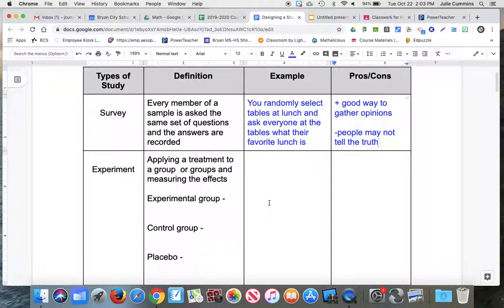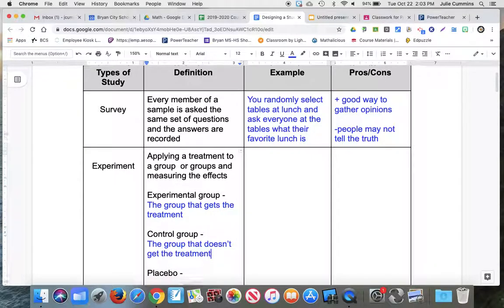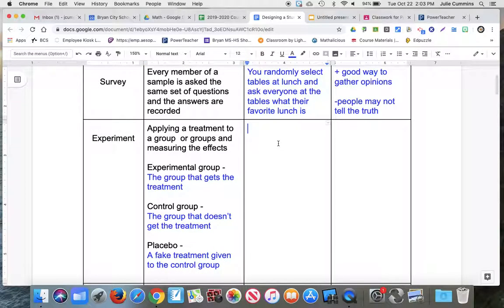Another type of study that we can conduct is an experiment, and you're probably very familiar with this from science. It's where you apply a treatment to a group or groups and you measure the effects. So the experimental group is the group that gets the treatment. The control group is the group that doesn't get the treatment. And placebo. The placebo is a fake treatment given to the control group. So we'll kind of talk about those things as we go to the next column here.